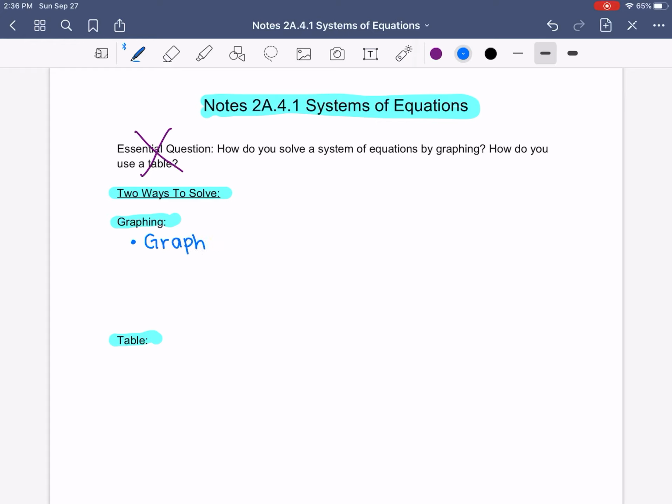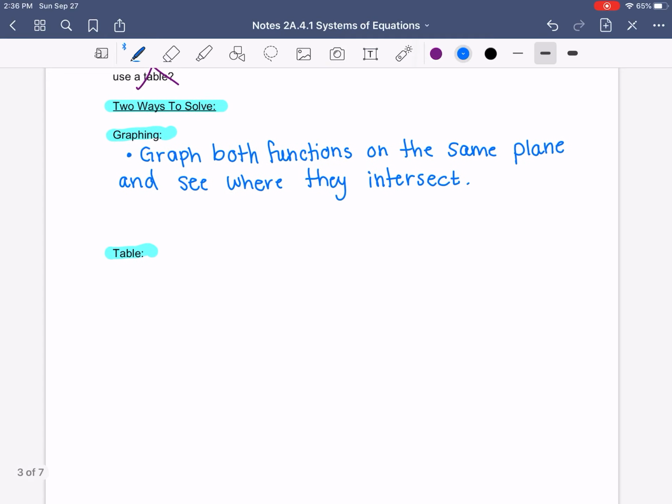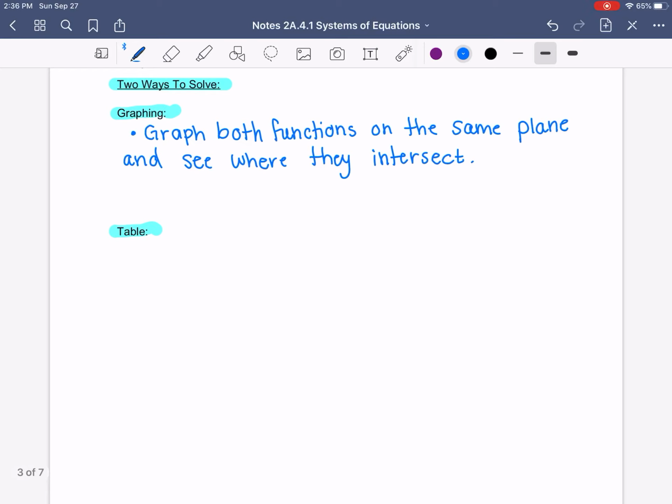Graph both functions on the same plane and see where they intersect. So pretty easy, solving by graphing. You graph them on the same plane, see where they intersect. That's how you get your answer.